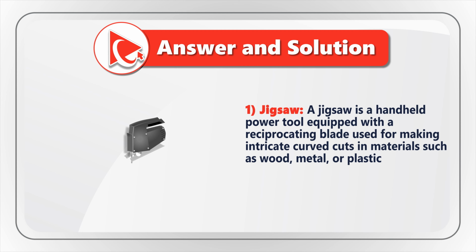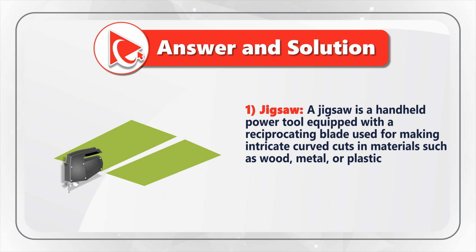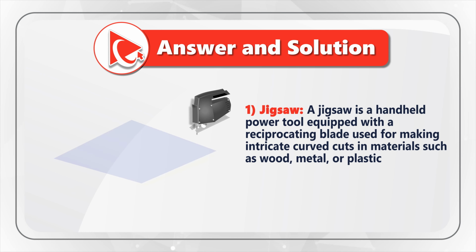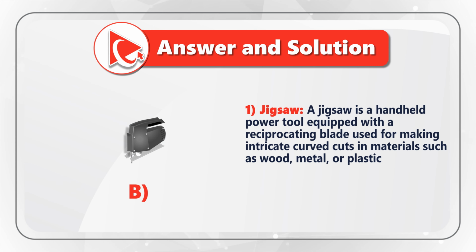I believe the description for choice 1 is a jigsaw. A jigsaw is a handheld power tool equipped with a reciprocating blade used for making intricate curved cuts in materials such as wood, metal, or plastic. And description 1 matches image B.